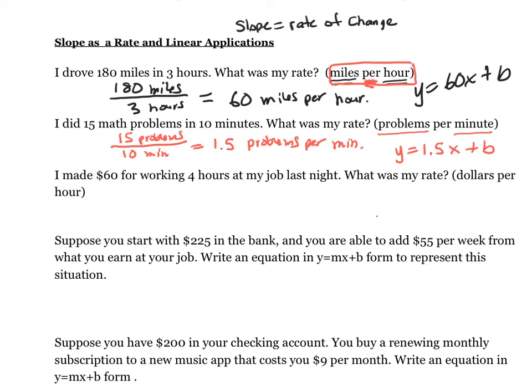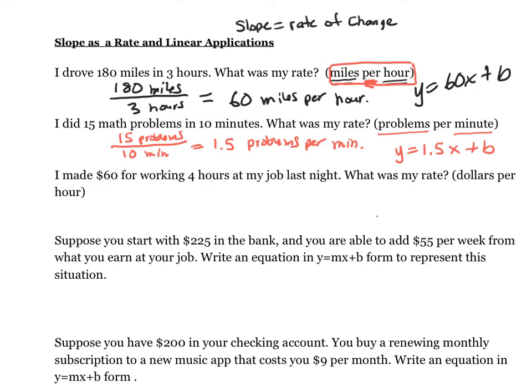So the key takeaway from this is that whenever we're given a constant rate like this, like 60 miles per hour or 1.5 problems per minute, that rate translates into the slope in a linear problem.